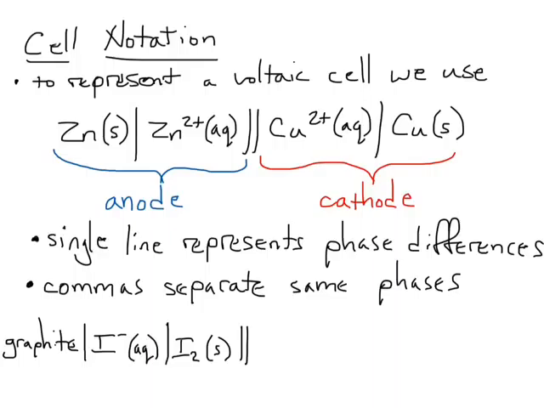Now this is all the different pieces of our anode. If you look at that picture, you'll see you have a solution of I-. You have I2 solid gathering on the graphite electrode. Boom, boom, boom. Three different parts split up with a single line. And we double line it as we move into the other cell, our cathode.